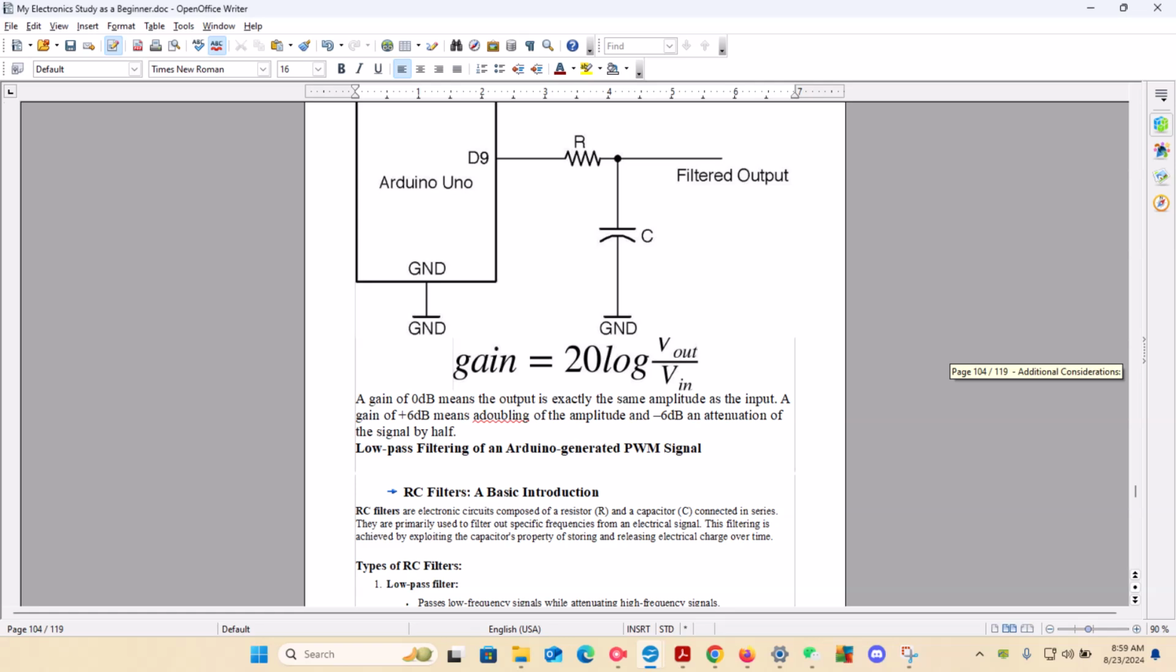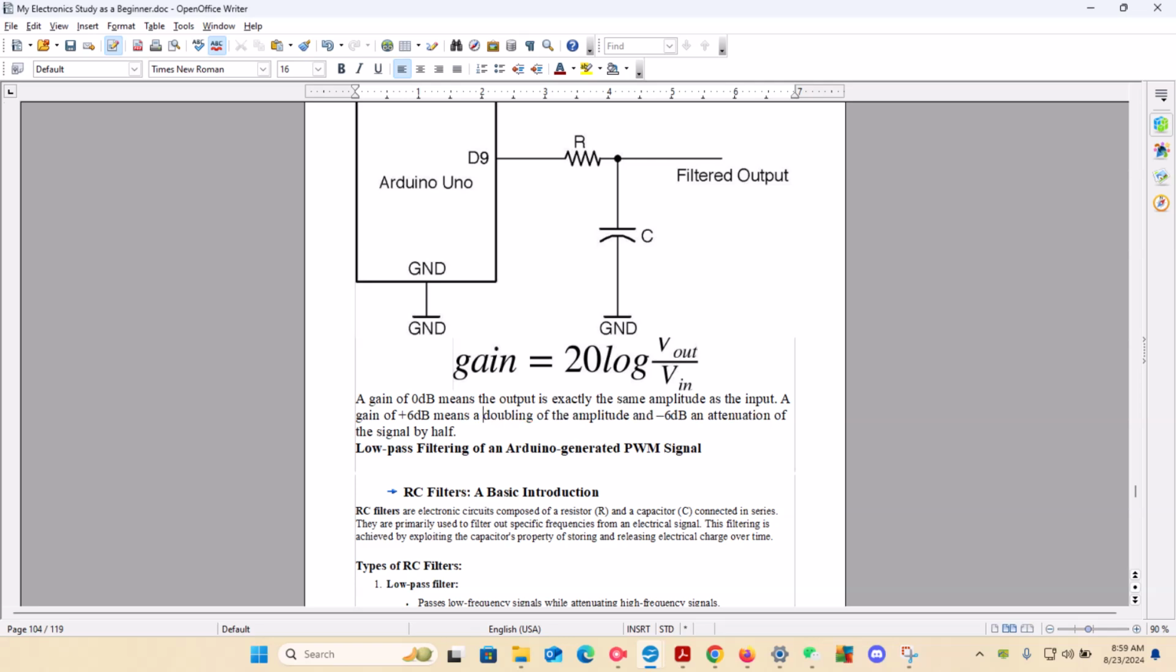If you want an accurate calculation of what this would look like, you would calculate the gain. So the gain is 20 logarithmic, times voltage out divided by voltage in. A gain of 0 decibels, that's dB, means the output is exactly the same amplitude as the input. A gain of plus 6 decibels means a doubling.